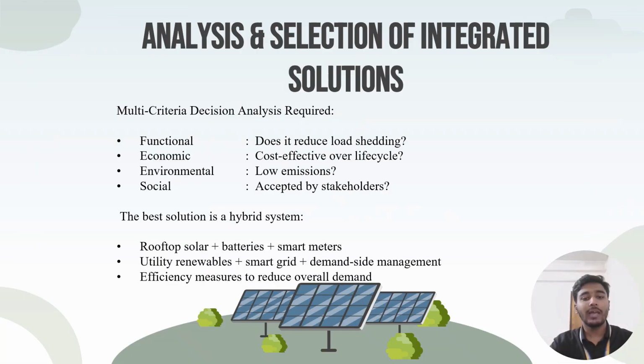Now I am going to talk about analysis and selection of integrated solutions. In this slide, we analyze and select the best solution. We consider functionality, cost, environmental impact, and social acceptance. The analysis shows that a single solution is not enough. The analysis shows that an integrated or hybrid solution is the most effective to reduce load shedding. Therefore, integrated sustainable solutions are the most effective way to reduce load shedding in Bangladesh.